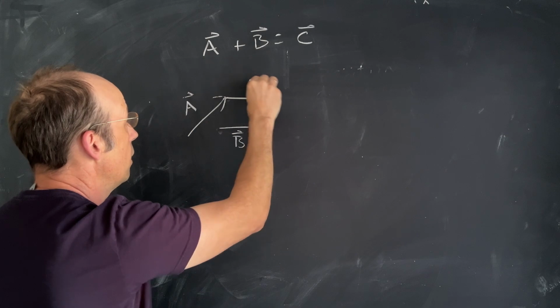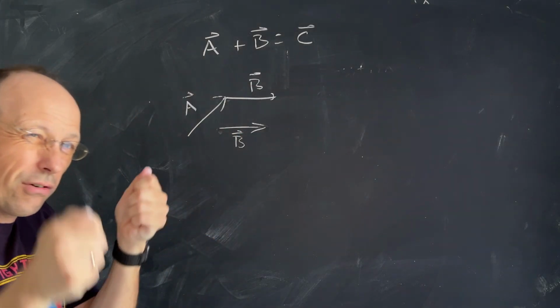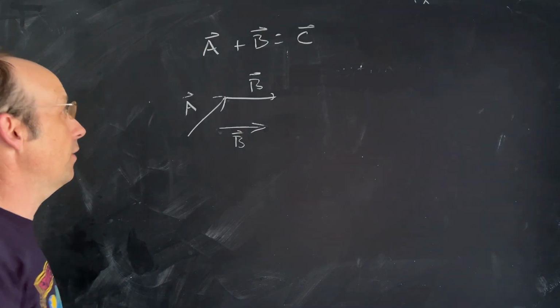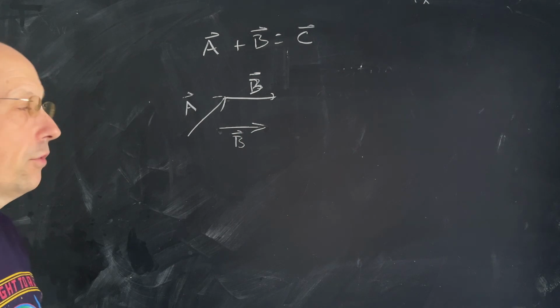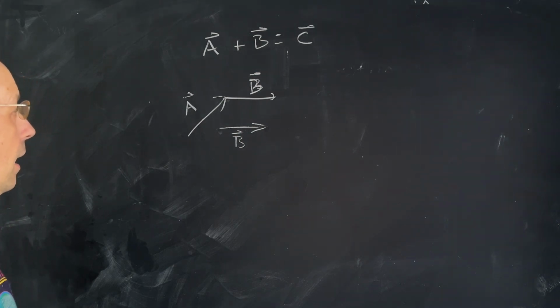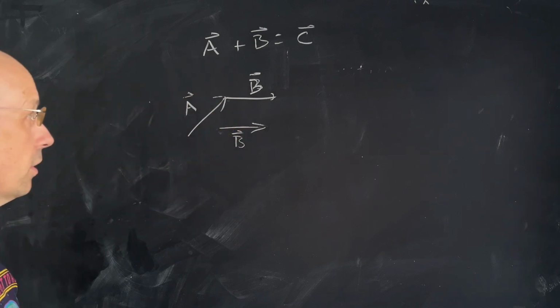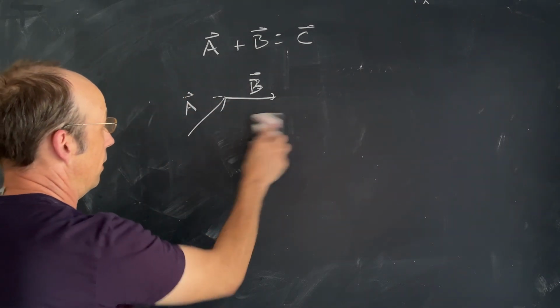You could measure the angles and the lengths and all that stuff. It's not a terrible idea, but in practice it's not that useful. And so this is the same vector because it's in the same direction and the same length.